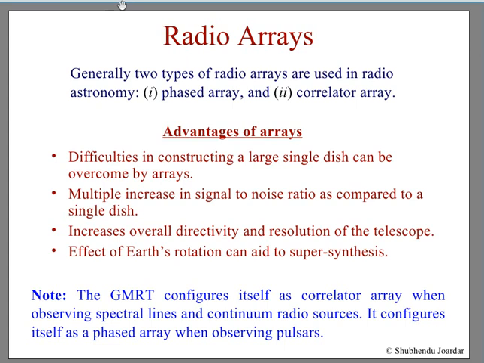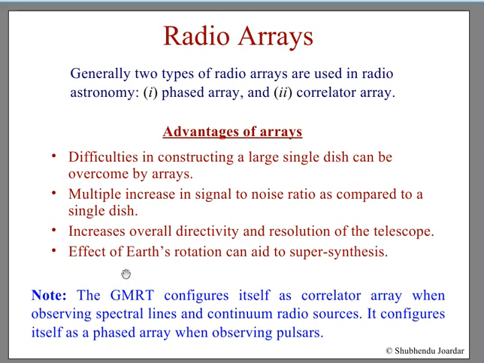So several antennas' outputs can be combined. The other advantage is a multiple increase in signal to noise ratio as compared to a single dish. Obviously, if you are narrowing down the beam width, you increase the gain of the antenna, and so the signal to noise ratio goes up. It increases the overall directivity and resolution of the telescope. Again, with arrays, your beam width reduces and your directivity increases. So if your beam width reduces, your angular resolution will increase.